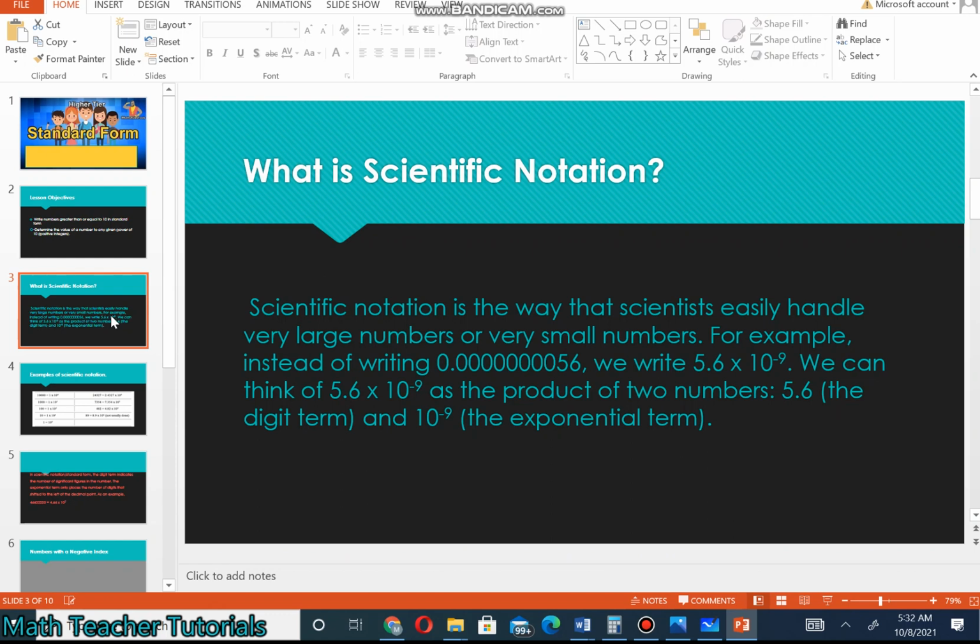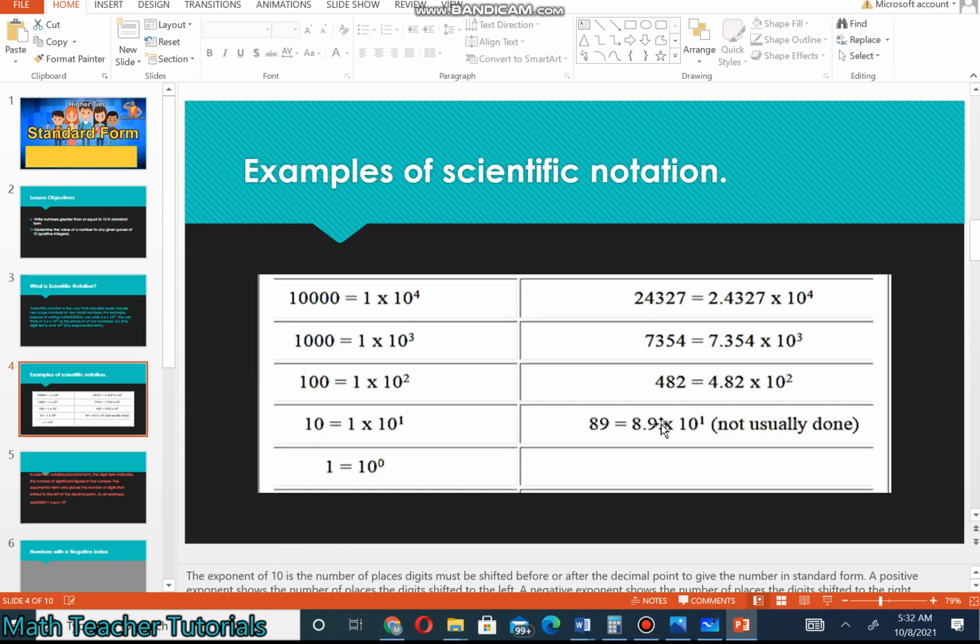For example, instead of writing 0.0000000056, we write 5.6 times 10 to the negative 9 power. We can think of 5.6 times 10 to the negative 9 power as the product of two numbers. 5.6 is referred to as the digit term, and 10 to the negative 9 power is referred to as the exponential term. Now let's look at some examples of numbers written in scientific notation.